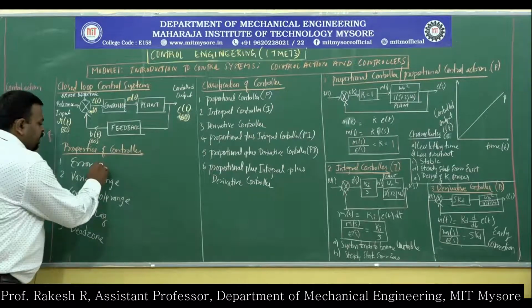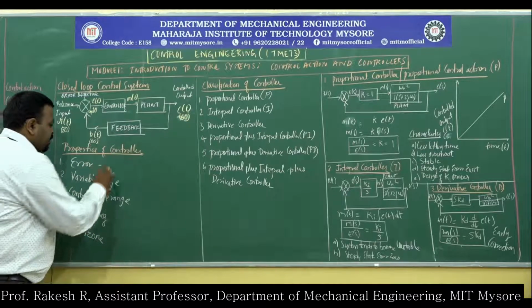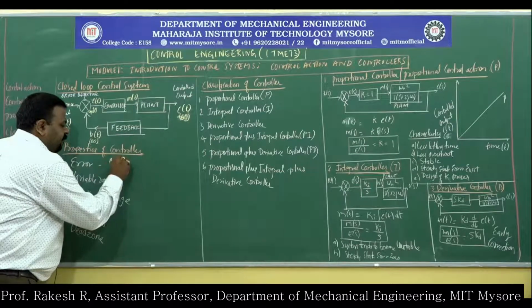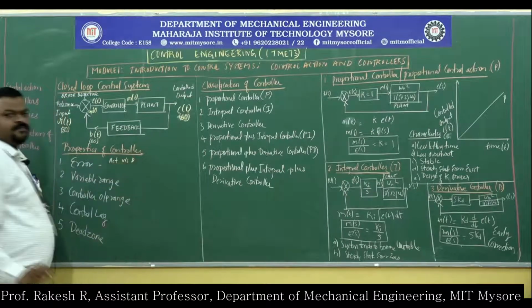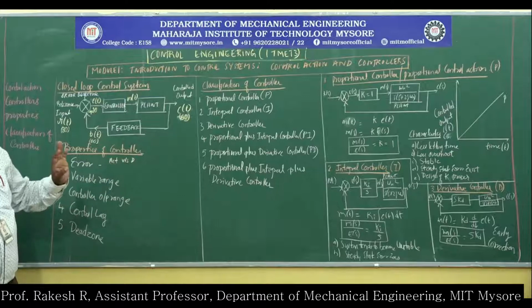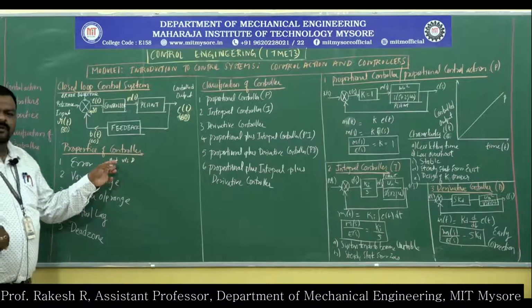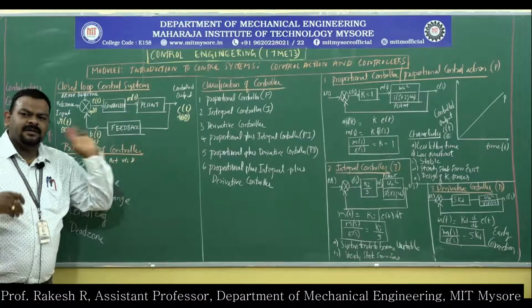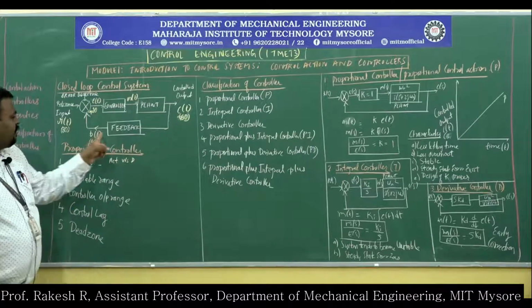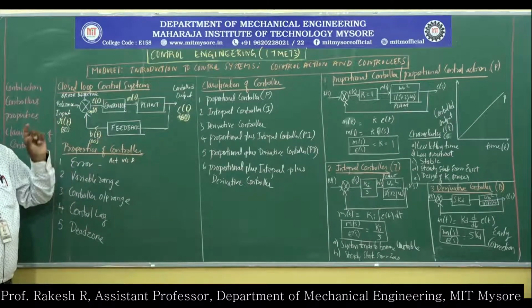So here error is simply actual output versus desired output. So this is error: actual output minus desired output. Here the feedback signal and reference input signal difference, that is the error.